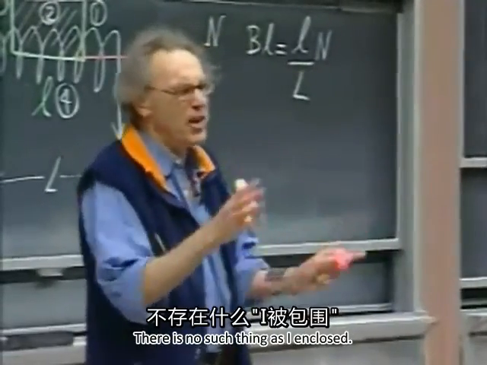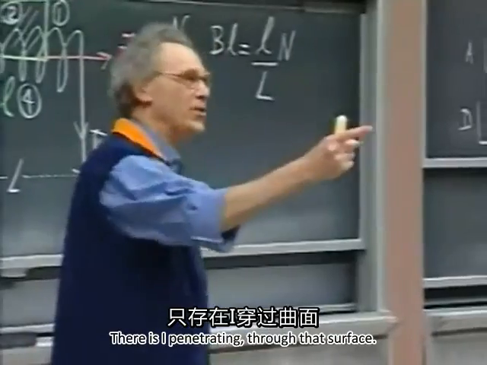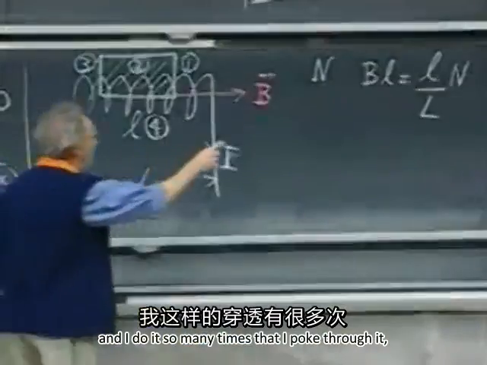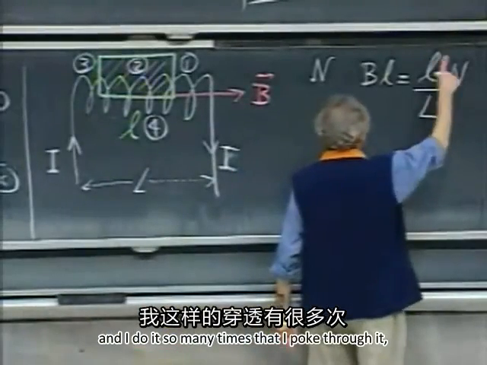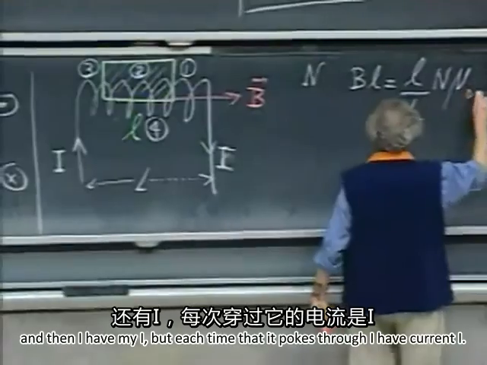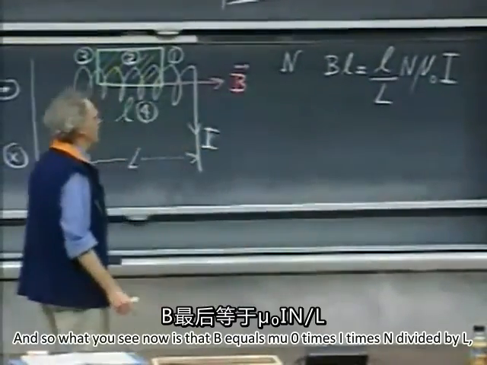There is no such thing as "I enclosed." There is "I penetrate through that surface." It's a soap film, and I poke straight through it, and I do it so many times. And then I have to multiply this by mu 0, and then I have my I. Each time that it pokes through, I have current I.